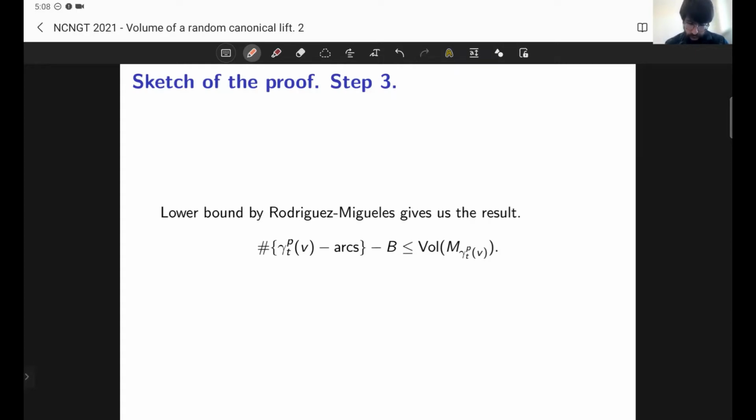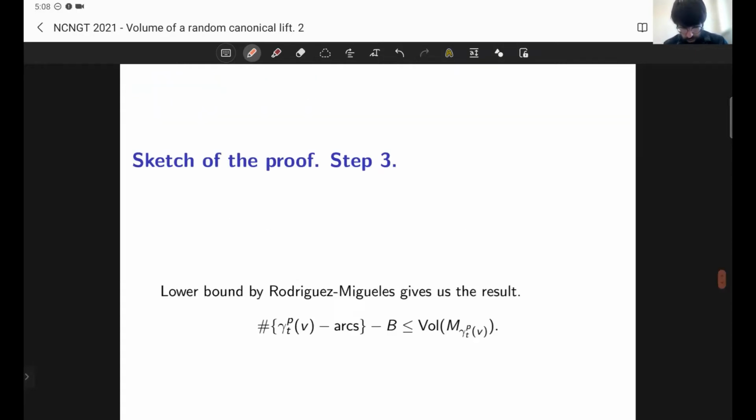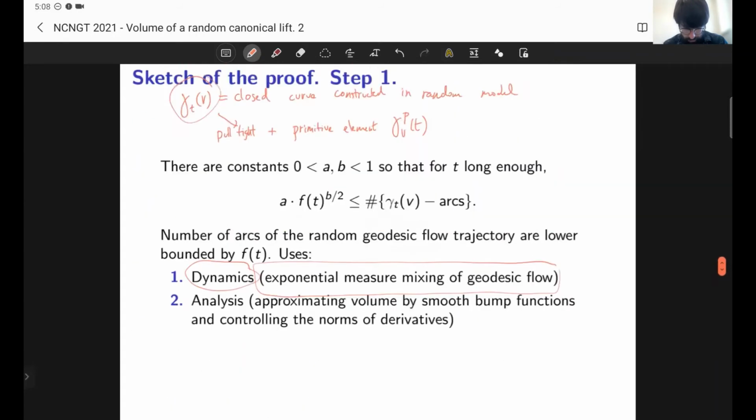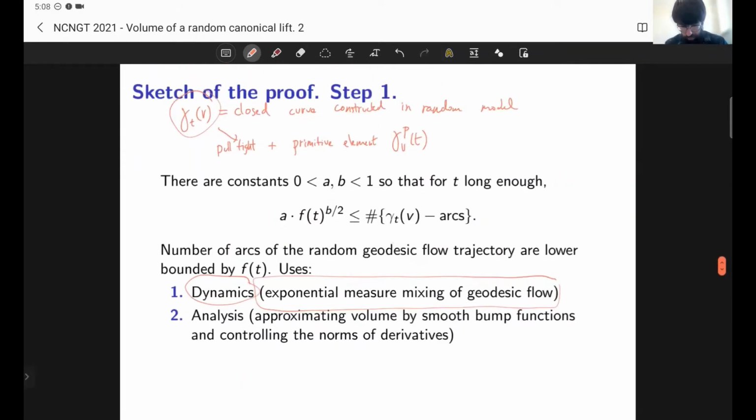Okay, so these are the 3 steps. Let me focus a bit more on step 1. So how do we do this counting of the number of gamma arcs? How do we get this lower bound?